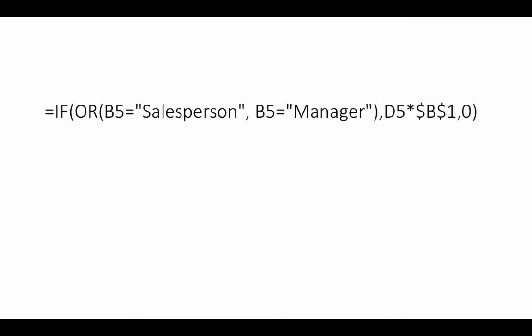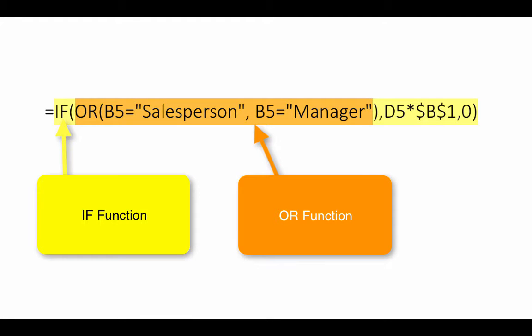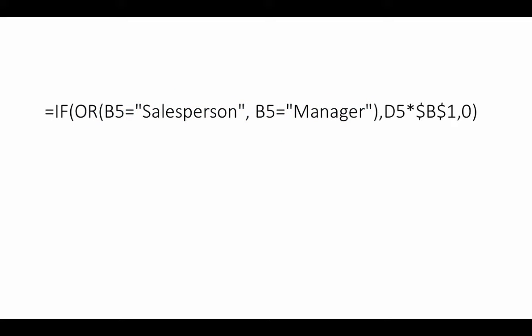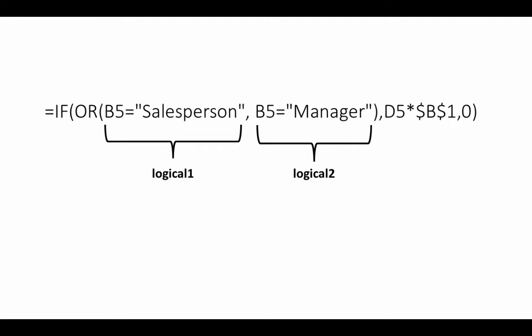Okay, here we have the formula. As you'll see, there are two functions in this formula, the IF function and the OR function. We're going to look at the OR function first. The OR function makes up the first parameter of the IF function, which is a logical test. The OR function has two logical parameters itself, two arguments, as we've mentioned previously, logical 1 and logical 2. Basically, both these parameters are testing to see if the value in column B equals salesperson or manager. If either one of these is true, then the OR function returns true.